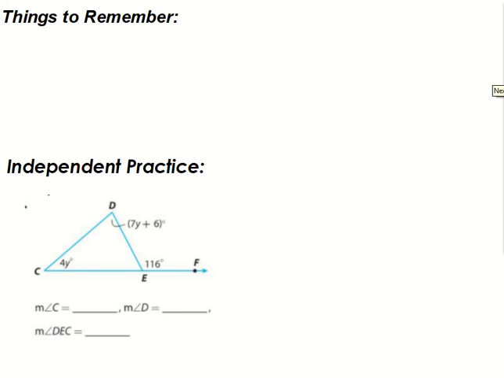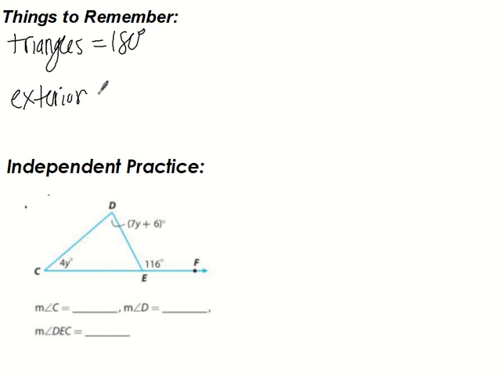All right, so things to remember. Triangles equal 180. Exterior equals interior plus interior. That's kind of shorthand.